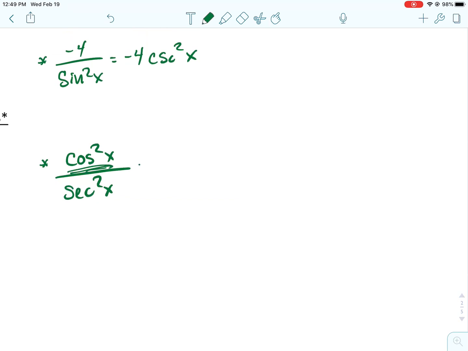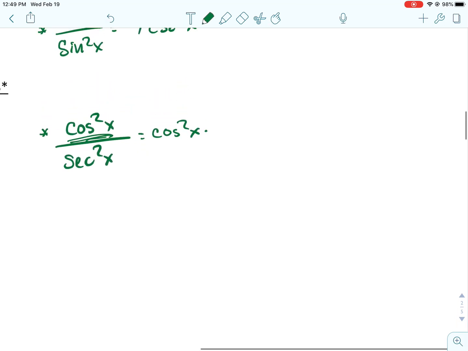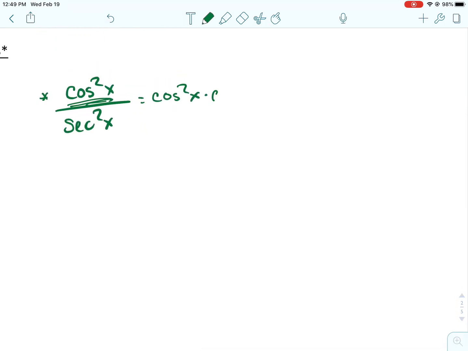Just like on the last one, the -4 just stayed -4. What is in the numerator, cosine squared of x, is just going to stay cosine squared of x. All right, and then I'll use the reciprocal identity for the secant squared in the denominator. So what is that going to be in the numerator? If I use the reciprocal identity, it's going to be cosine squared. And then what's that going to be? If you multiply those, what do you get? Cosine to the fourth of x.